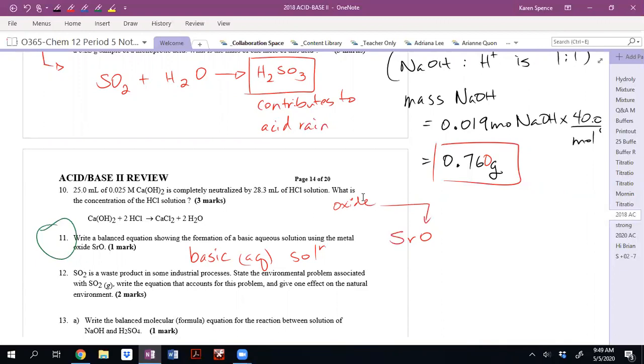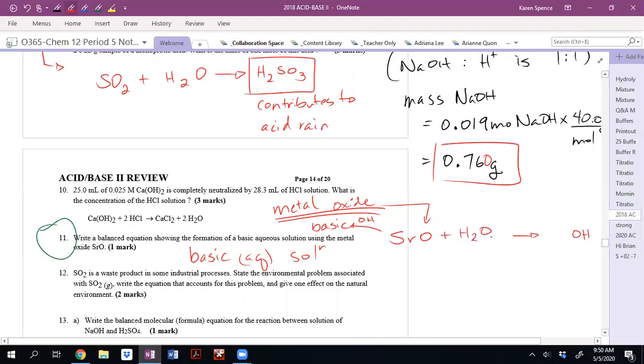We have 2 major classes of oxides. It is a metal oxide. And we know that metal oxides are basic, yes. So we need somehow for this strontium oxide to make a basic solution, which means we're going to need OH as one of our products. Where is that hydrogen going to come from? Because we want hydroxide as one of our products. Yeah, it's going to come from water.